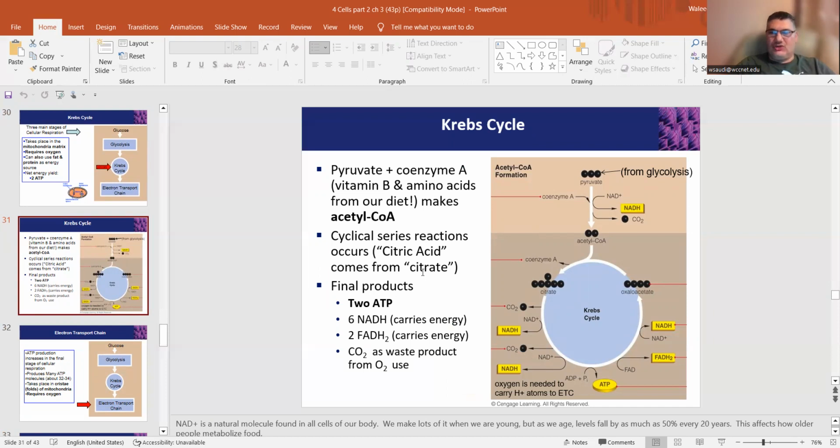This would be too much to know. Just look at how it looks. This is the pyruvic acid: 1, 2, 3. Pyruvic acid is a 3-carbon molecule, and it's going to change into something called acetyl-CoA. And acetyl-CoA is going to go to the Krebs cycle.